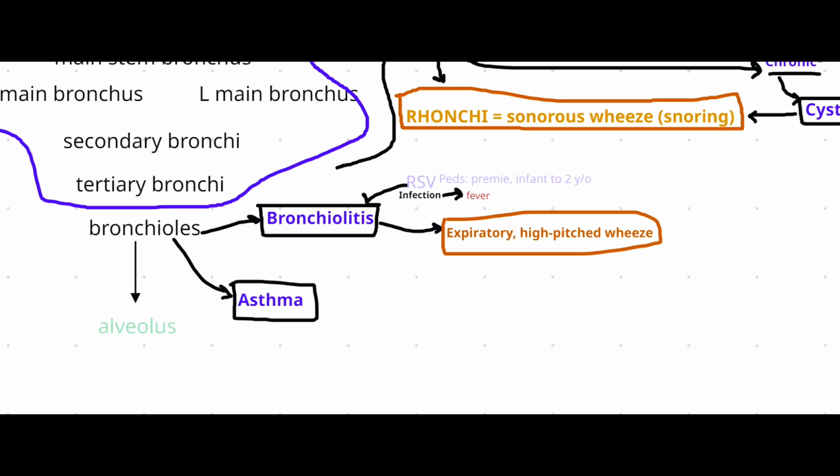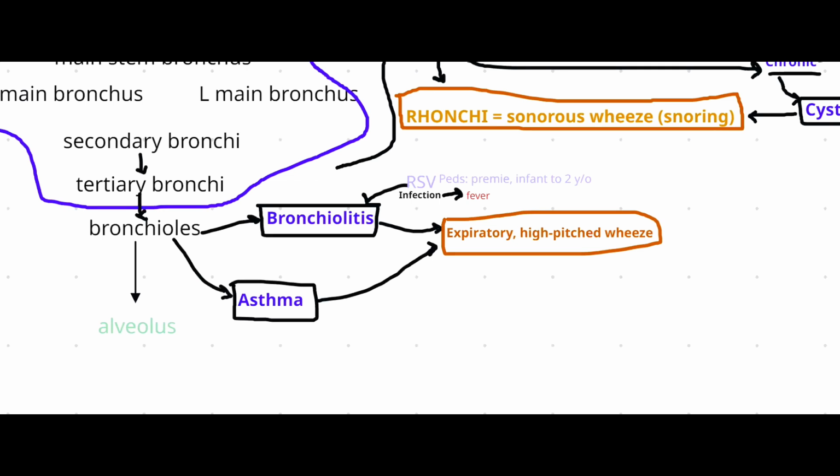What kind of sound are we going to hear? What kind of wheezing? So it's going to be the same expiratory high-pitched wheeze because where is it happening? In the bronchioles. Is that making sense? Okay. The sound doesn't change because of the disease, the diagnosis. It changes because of the anatomy. If it's the same anatomy, regardless of the diagnosis, the sound is the same.